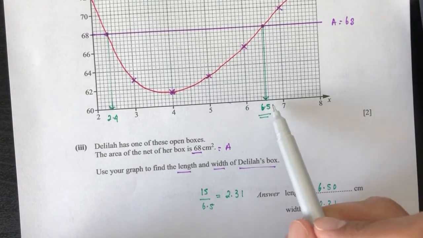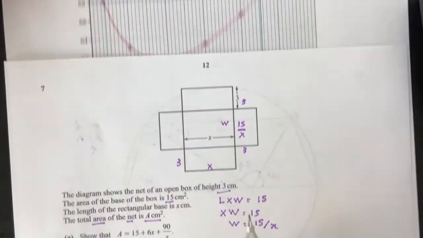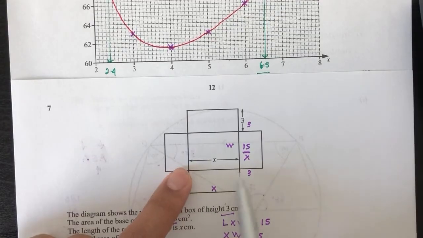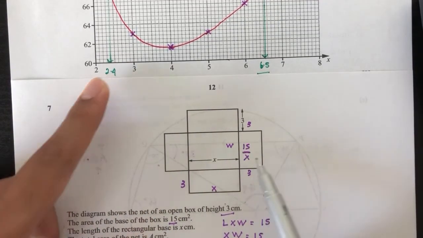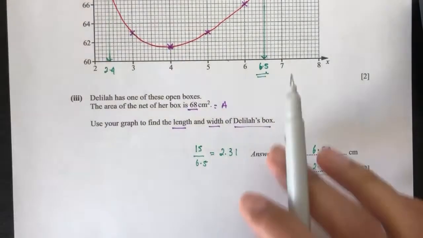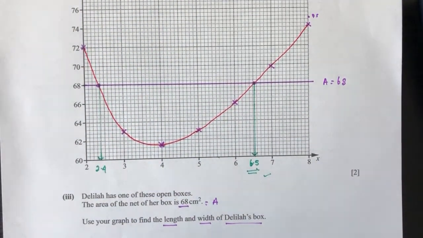The reason why you choose this one is because according to the drawing, as you can see, the length is larger than the width. If you would choose this as the length, the width would be larger, so it would not make sense. You have to choose this one so the length is bigger than the width. That's why you choose x is 6.5. So that's it for question number 7.